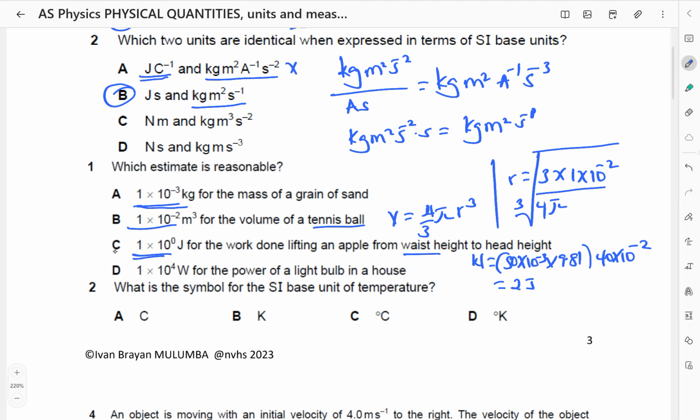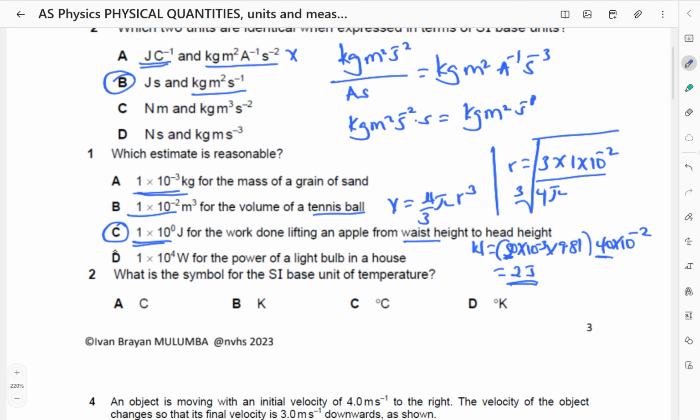And this one is saying 1 times 10 to the power 0 joules, that is approximately 1 joule. So if I've got 2 joules, it means there's also a possibility of getting 1 joule if I had chosen a smaller value of the mass or a smaller value of this. So this is a reasonable estimate. What is the symbol for the SI base unit of temperature? Of course, that is Kelvin.